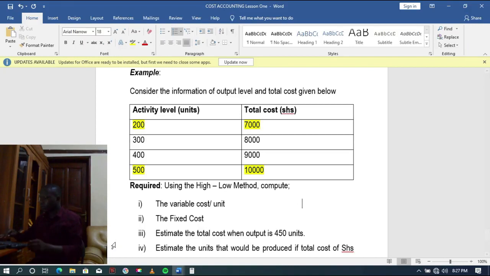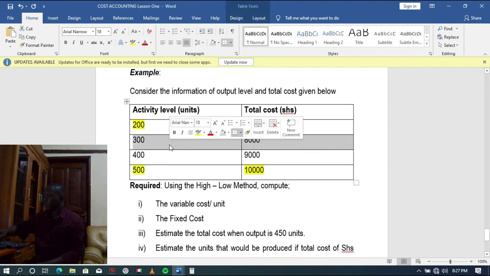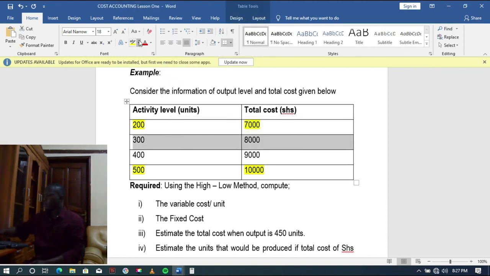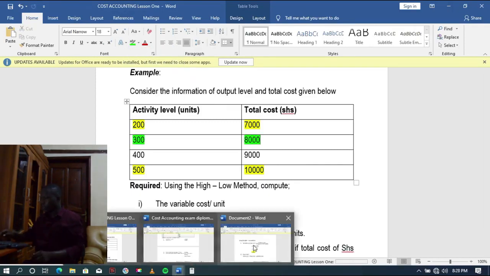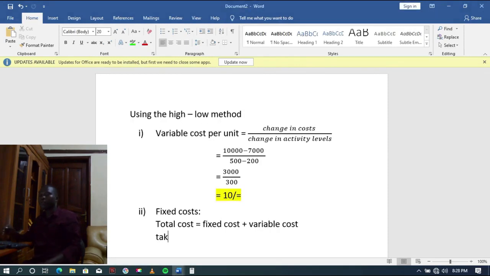So now we can go on to part 2. Part 2 says the fixed costs. So how do we determine the fixed costs? As we said, fixed costs are those costs that do not change regardless of the level of activity or the level of output.